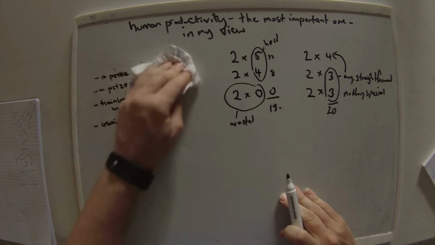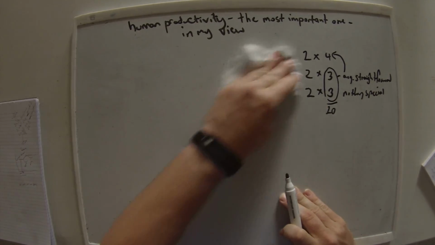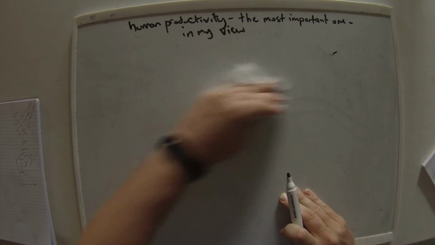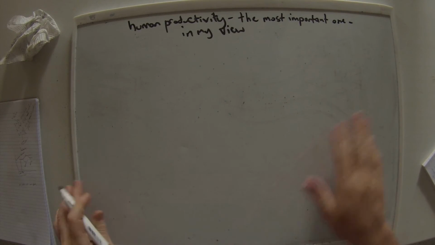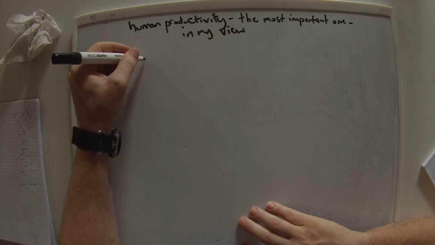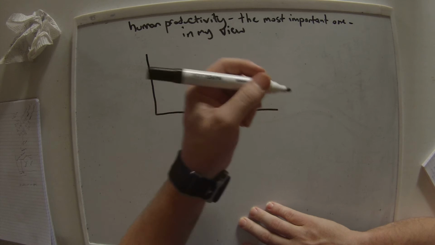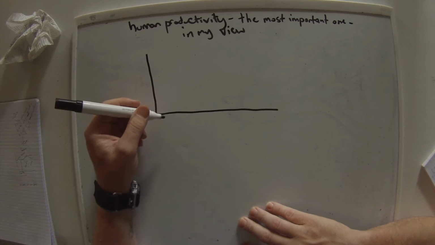Now I've just got to erase this off a bit because I need a bit more space for my next part. The next thing I want to use is an analogy I use as an engineer to help me understand human productivity. First off, we're just going to think about a factory and what things affect the performance of factories.